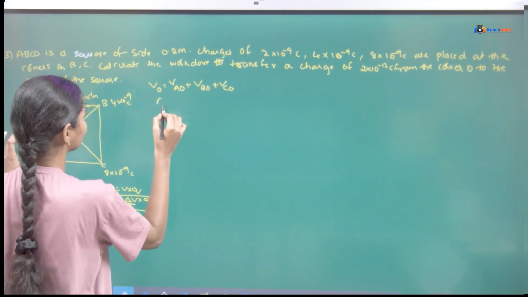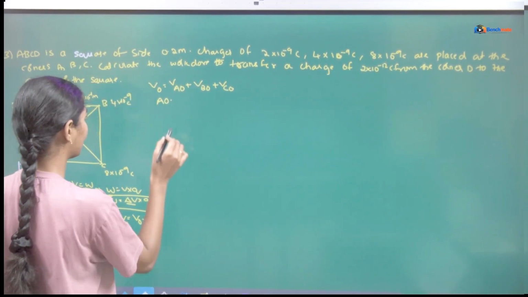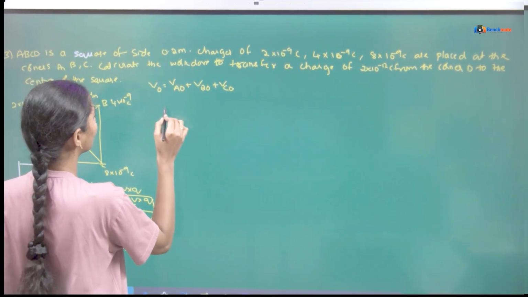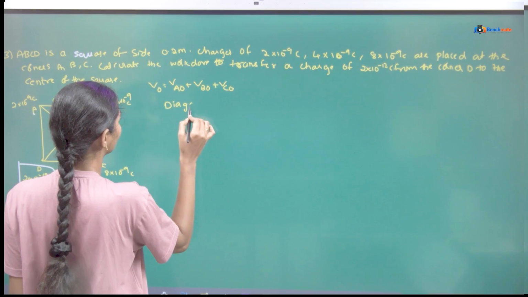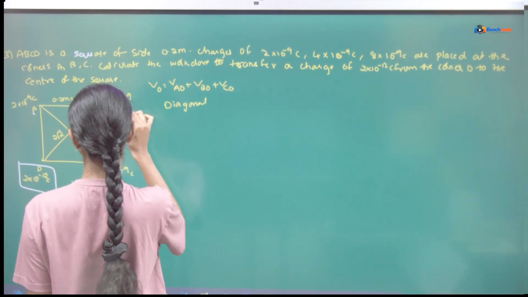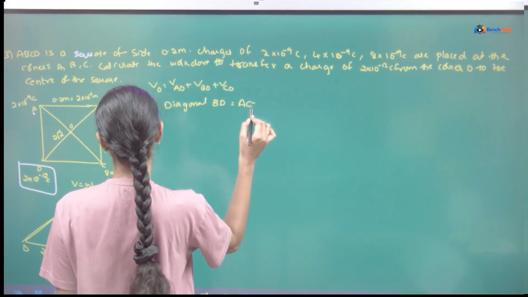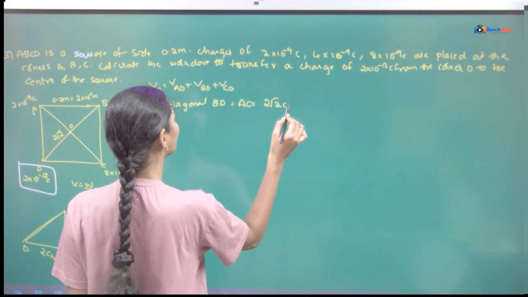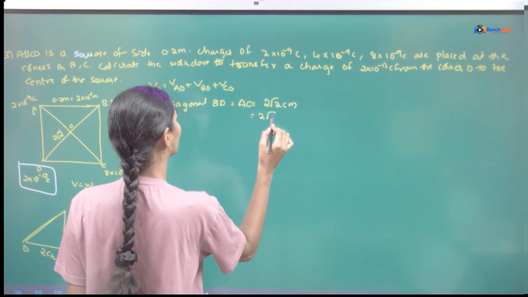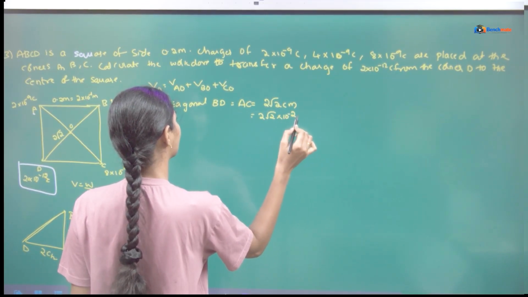Before that, let me write it so you won't get confused. So I got the complete diagonal. Diagonal from where to where? That is BD and AC. That I got as 2 root 2 centimeter, that is 2 root 2 into 10 power minus 2 meter.